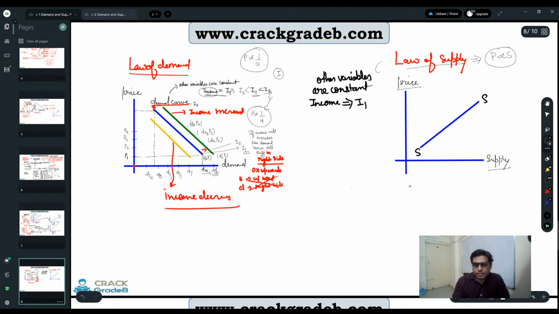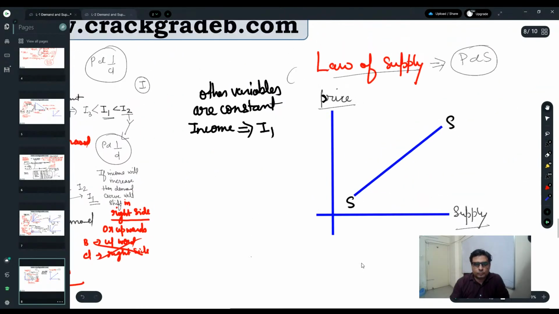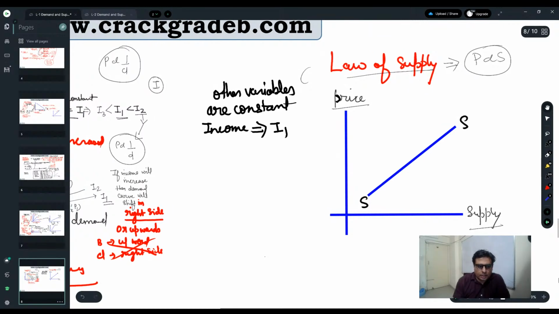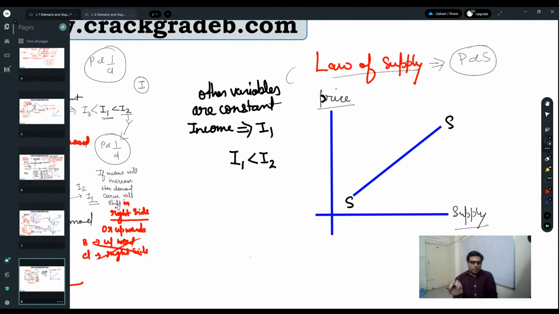This is the supply curve, this is the price axis, and this is the supply axis. Now we will see how the supply curve will respond when income, which is I1, changes. We are going to change the income, so first, from I1, income is increased to I2. When income increases from I1 to I2, what will happen in the supply curve?